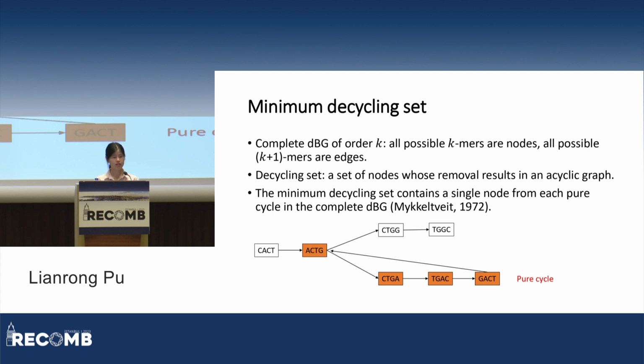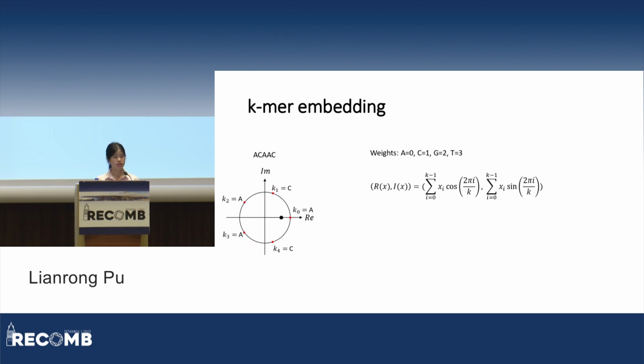A decycling set is a set of nodes whose removal results in an acyclic graph. In 1972, Mykkeltveit proposed that the minimum decycling set contains exactly a single node from each pure cycle in the complete de Bruijn graph. A pure cycle is a set of nodes in the complete de Bruijn graph corresponding to all cyclic rotations of some k-mer. Here, the 4 nodes in yellow color show a pure cycle. To decide which node in each pure cycle should be included in the minimum decycling set, he also proposed a k-mer embedding method.